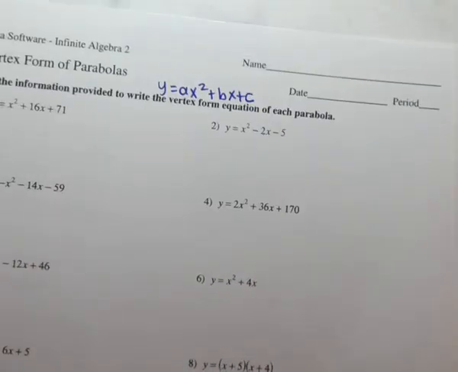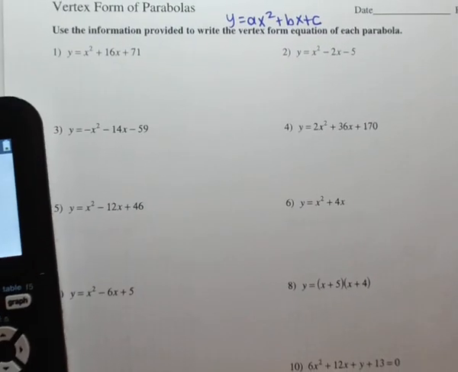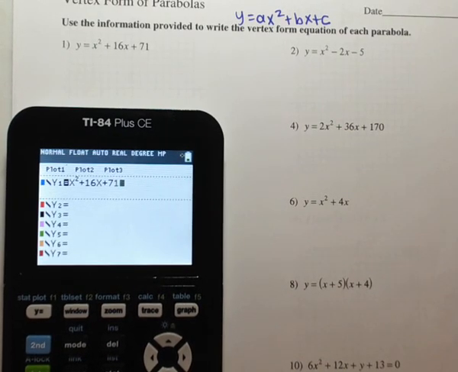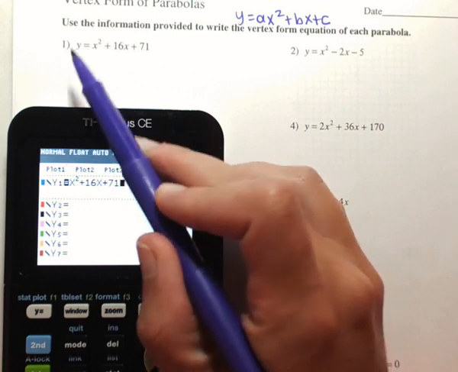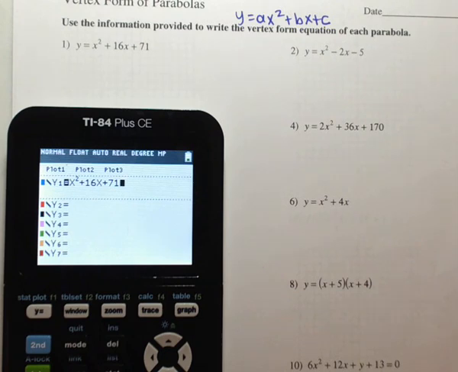We're going to do it the easy way since we're remote, and for standard form you're going to go to your calculator. We're going to do number 1. Go to y equals and just type in the equation. Now I know right from the beginning, since there's no reflection, there's no negative out front, it's going to face upwards. It will have a minimum point.